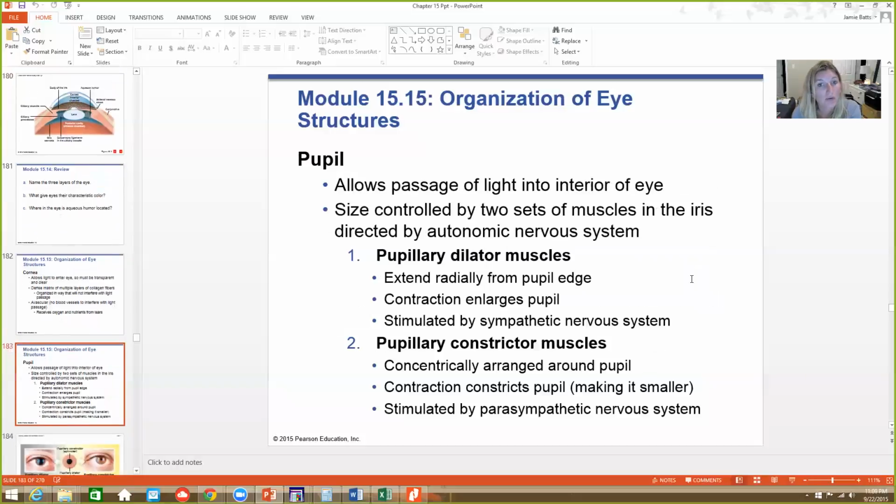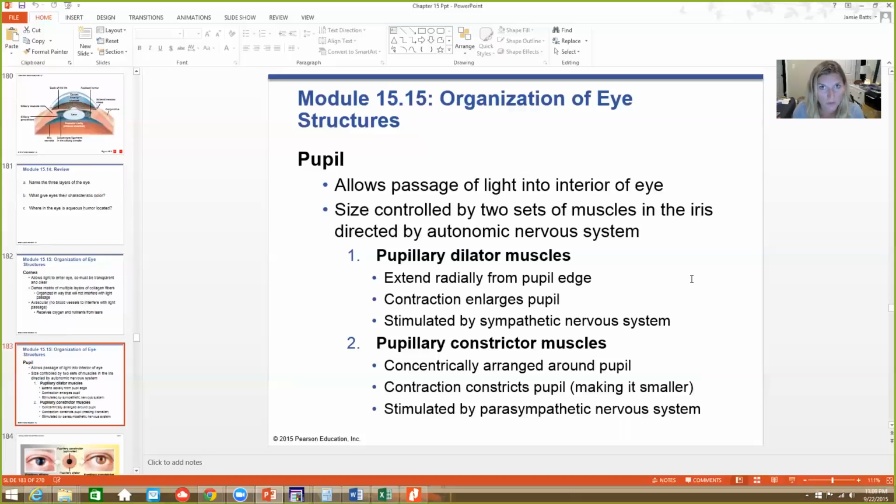The pupil allows for the passage of light into the interior part of the eye. The size of the pupil is controlled by the iris. The dilation of the iris, as I've said, is controlled by the autonomic nervous system, by pupillary dilator muscles and pupillary constrictor muscles. The pupillary dilator muscles are stimulated by the sympathetic nervous system. When you're in sympathetic activation and you're on edge and in fight or flight, your pupils are dilated because you're taking it all in.